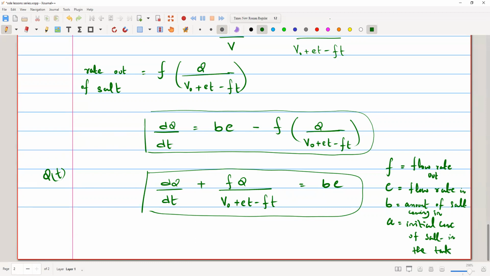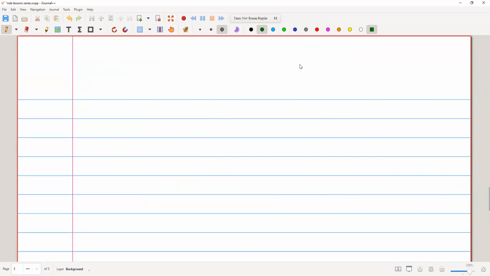So these are given and we need to know this Q in terms of T. So let's start with some problem. Let's take an example of the mixing problem. A tank initially holds 100 gallons of brine.